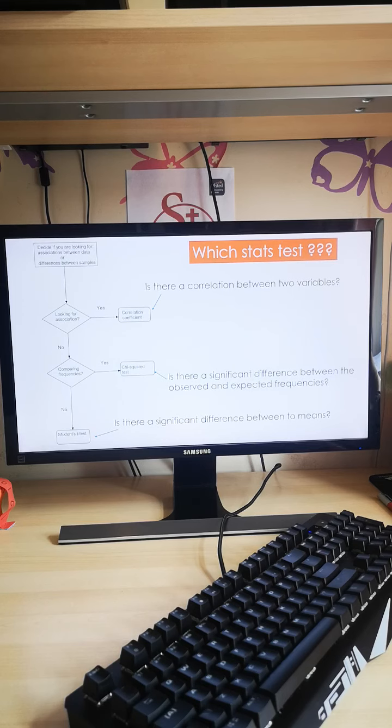But if you weren't looking for an association, a relationship, you would be comparing your data, looking for differences between the samples. If the comparison you're making is between expected frequencies and observed frequencies, then you'll do a chi-squared test.